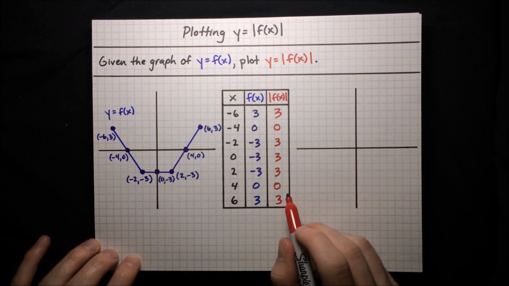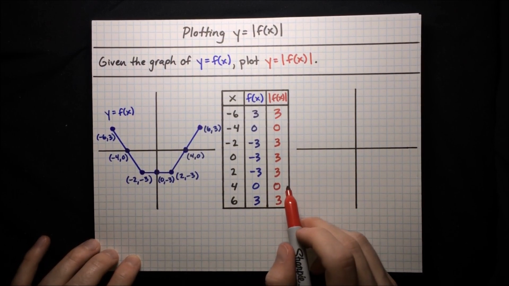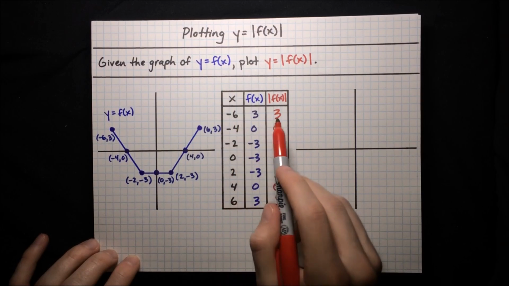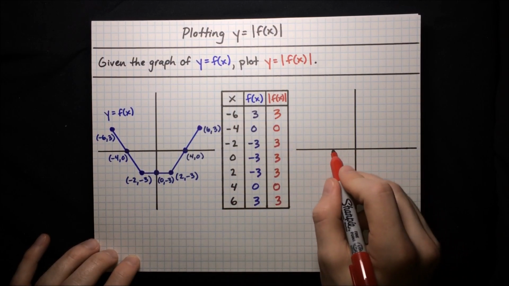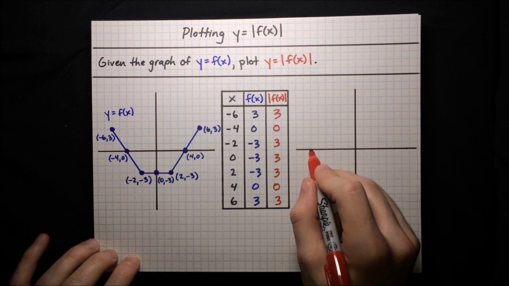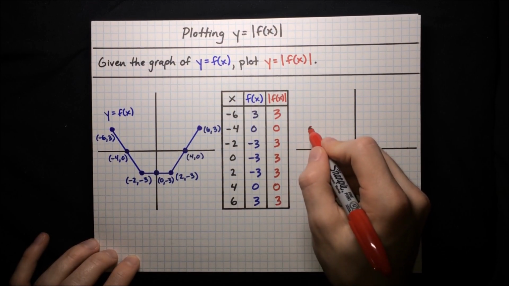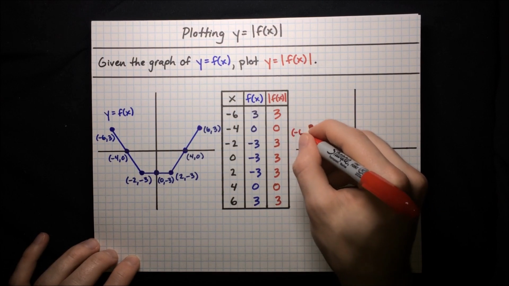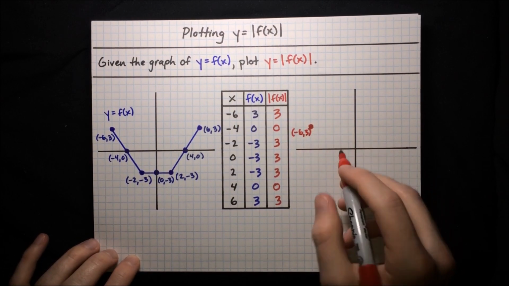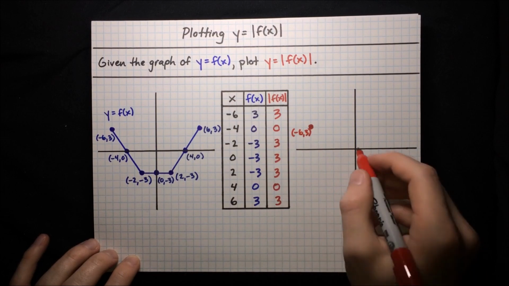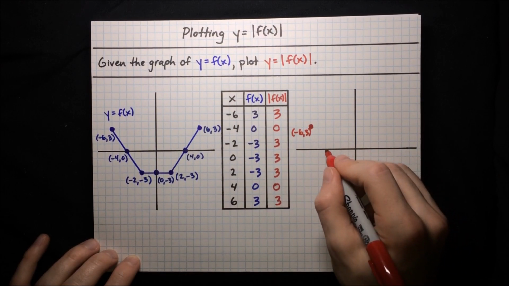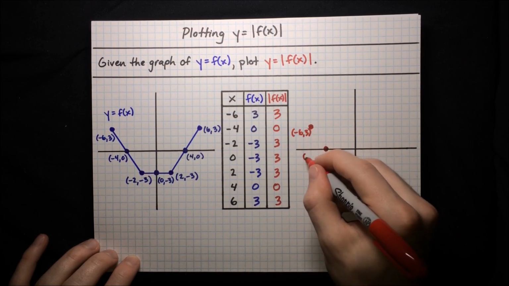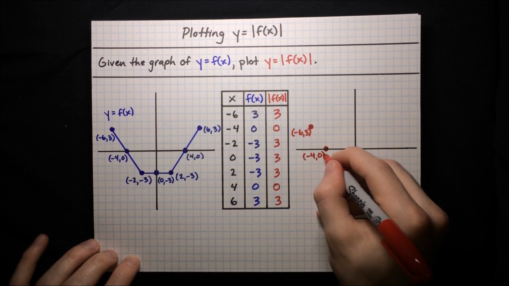Okay, so we've got our points here. Let's go ahead and plot them. So first of all, let's plot (-6, 3). So go over 6, and then up 3. So here's a point. Let's label that. That's (-6, 3). Okay, next point, (-4, 0). So go over 4 and up 0. So just right here. That is (-4, 0).